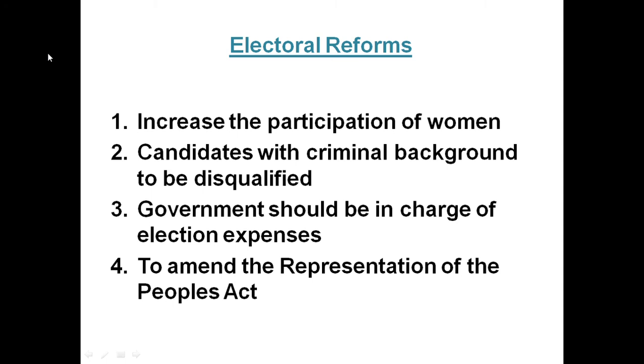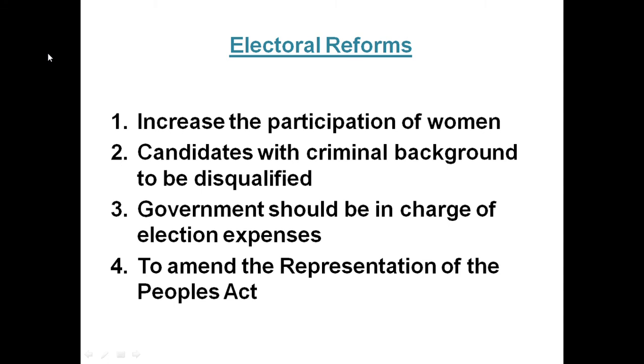Some of the electoral reforms are: first, increase the participation of women. To increase the participation of women, the 73rd and 74th Amendment Act reserved 33% of seats for women in local self-governing institutions. The percentage has been raised to 50% in several states, and efforts are put in to see that they get elected. Participation will give the women a say in the decision-making process that can provide a different direction to politics.